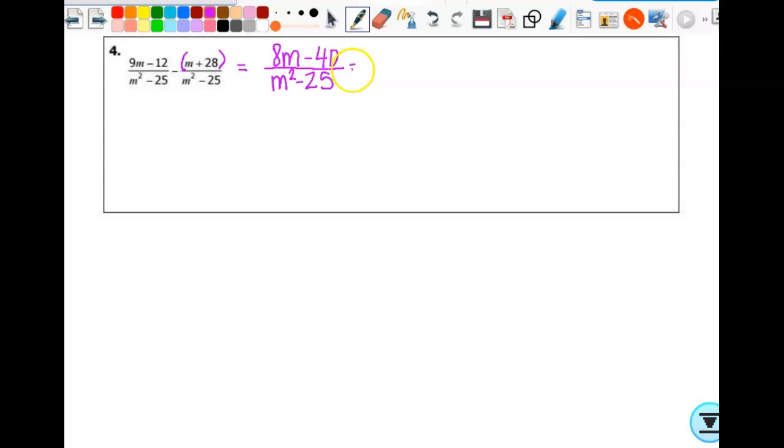All right, so then I can factor. Here I get 8 times m minus 5. This is the difference of squares, so I get m minus 5 times m plus 5, or vice versa. I don't know why I'm not consistent when I do that. These two reduce out, and I am left with 8 over m plus 5.